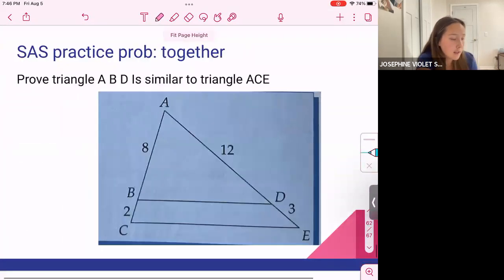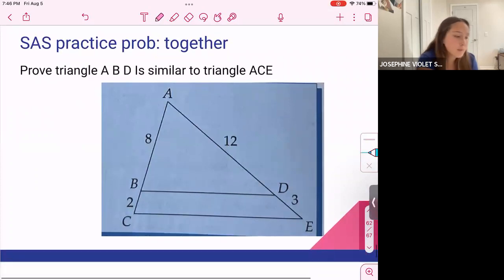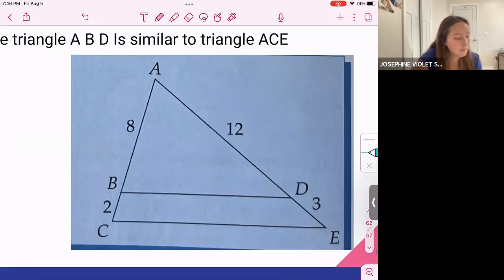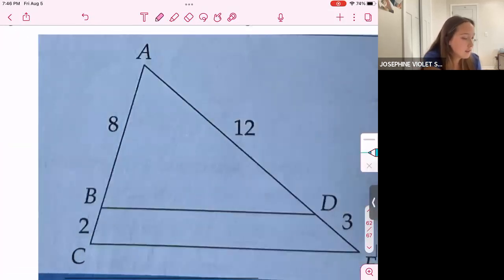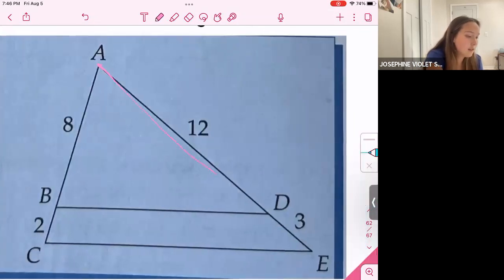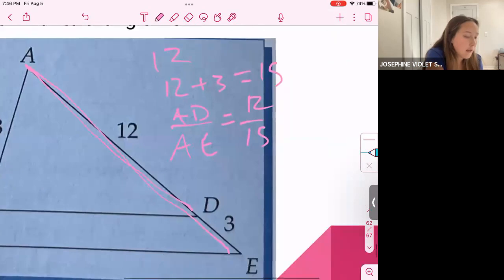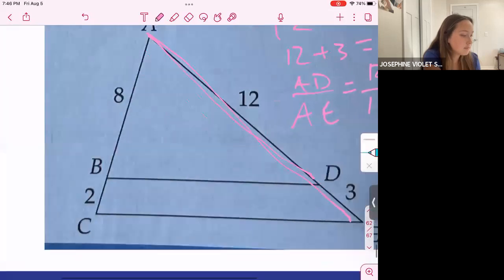So here's a little practice problem. In this case, we'd use the fact that this side here is 12. But this entire side length here from A to E, this side AE, is 12 plus 3, which is 15. So the ratio of AD to AE is equal to 12 over 15. And that simplifies to, I think, 4 over 5.